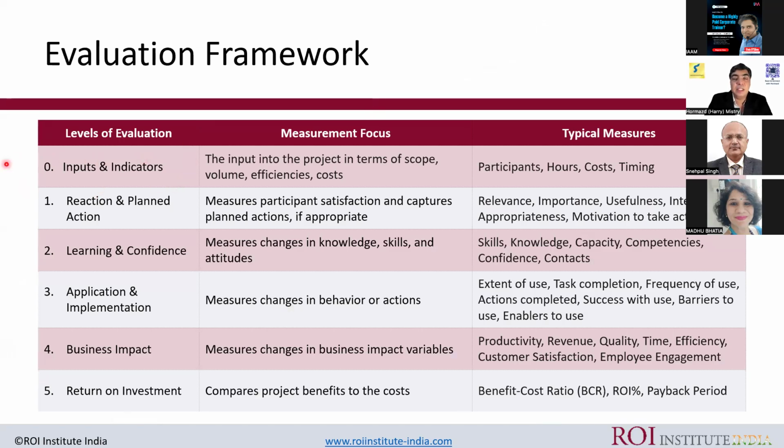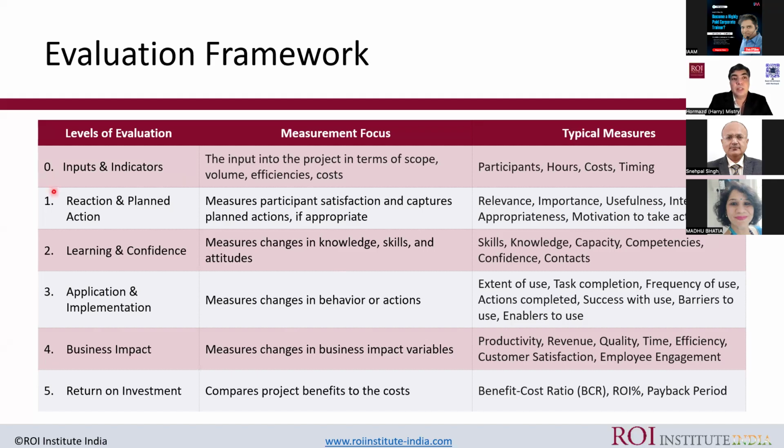At level 0, we have something called inputs and indicators. These inputs and indicators are in terms of your scope, number of people, volume, efficiencies, and costs for a program. What we typically measure here is the number of participants in the program, the duration of the program, the timing of the program, the cost for the program, and so on. These are your inputs to the program. And that's the reason why it is listed at level 0.